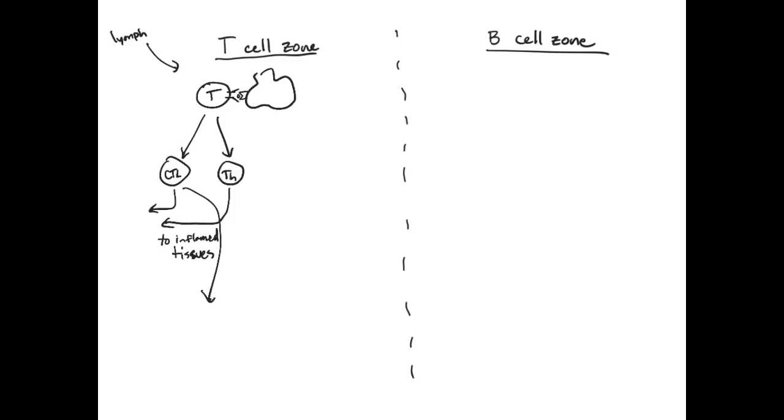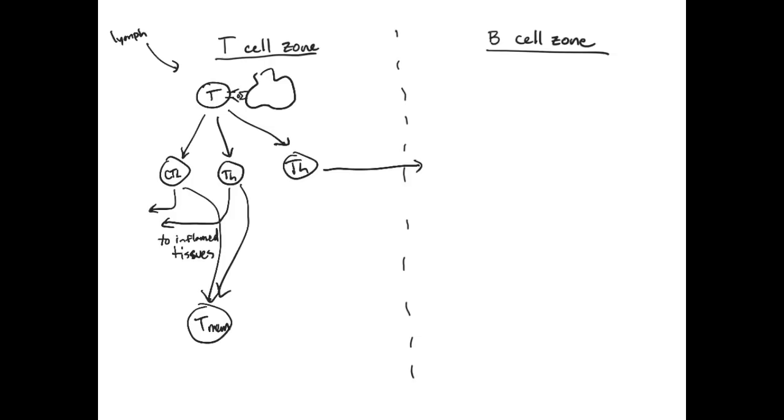Now there's a subset of these cytotoxic T lymphocytes and T helper cells that don't migrate out, and in fact they become memory T cells. And lastly, there's a subset of T helper cells that instead of migrating to tissue sites of infection, actually migrates to the B cell zone of the lymph node.